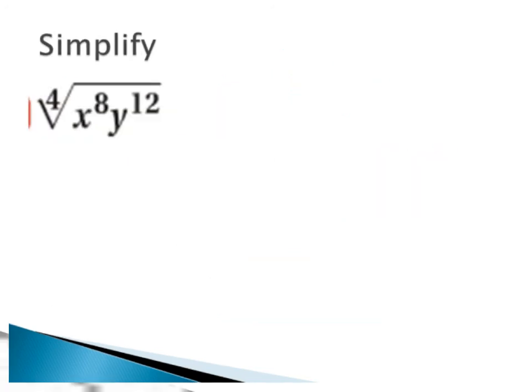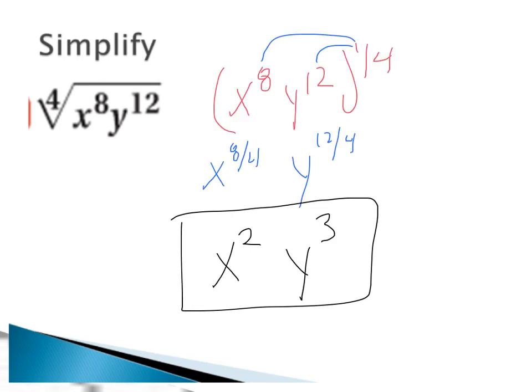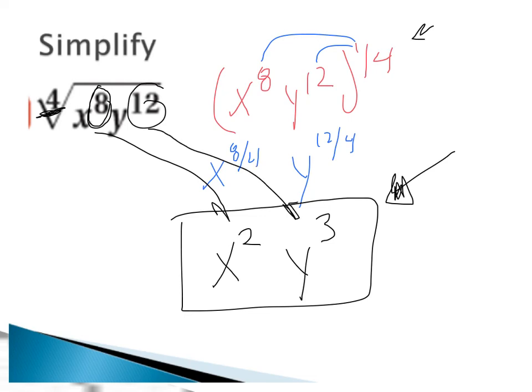And last one, pause and check your answers with mine. It doesn't matter how you got the answer as long as you got the correct answer. So in this way, I wrote it as a power and then distributed, and I got x squared y to the 3rd. So in your head, you're thinking, how many times can 4, because that's my index, go into 8? That's 2 times. How many times can 4 go into 12? 3 times. And that's how I can also rewrite the problem.